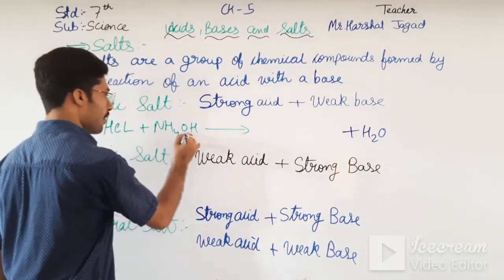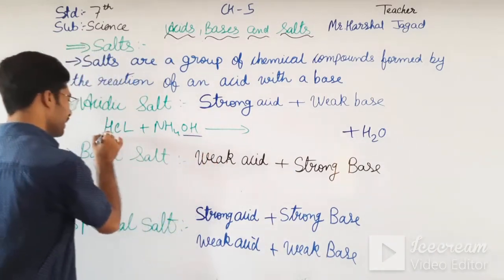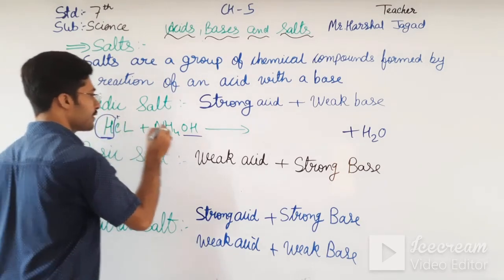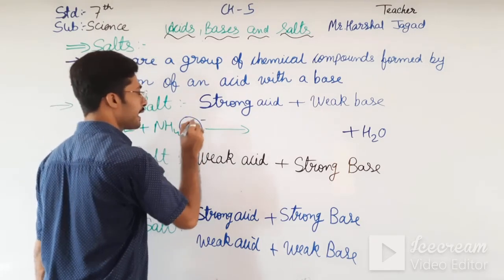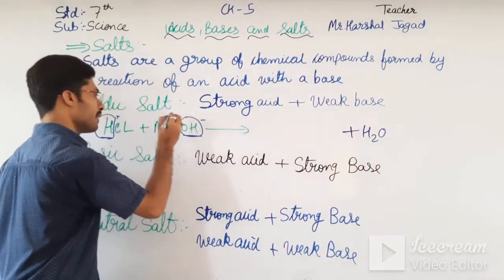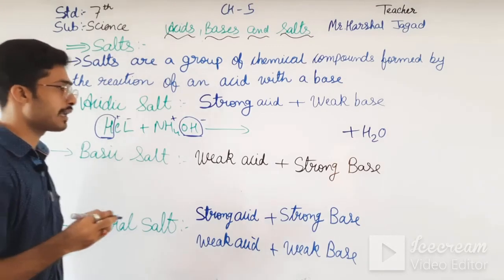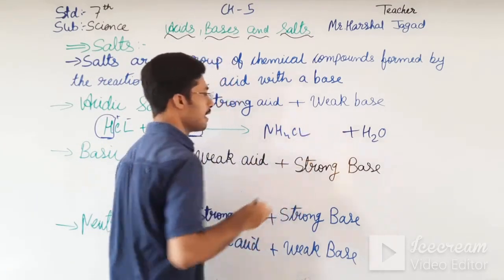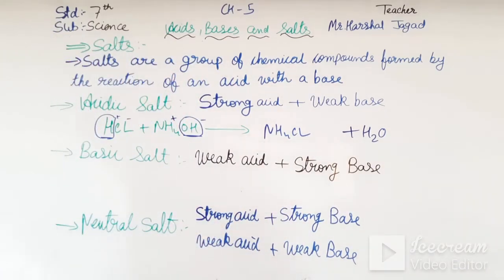So here is OH, and here is H. So this one positive H and this negative OH will form H2O. So this will remain positive, this will remain negative. So we will get NH4Cl. This is the acidic salt. Okay, students, this is the acidic salt. And now let's go towards basic salt.